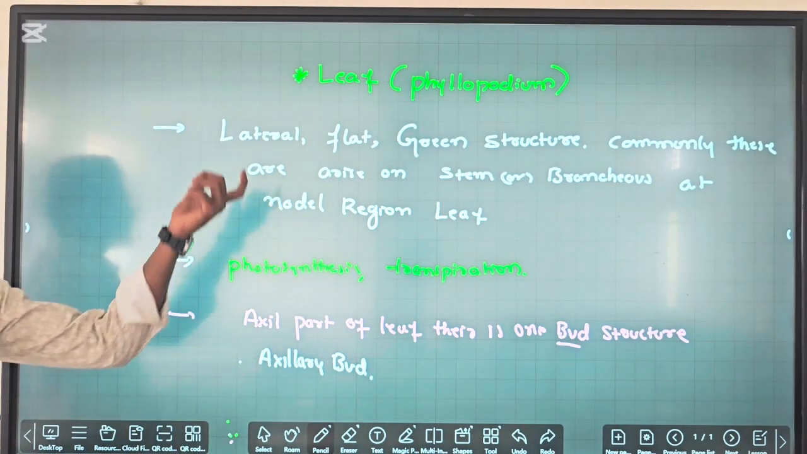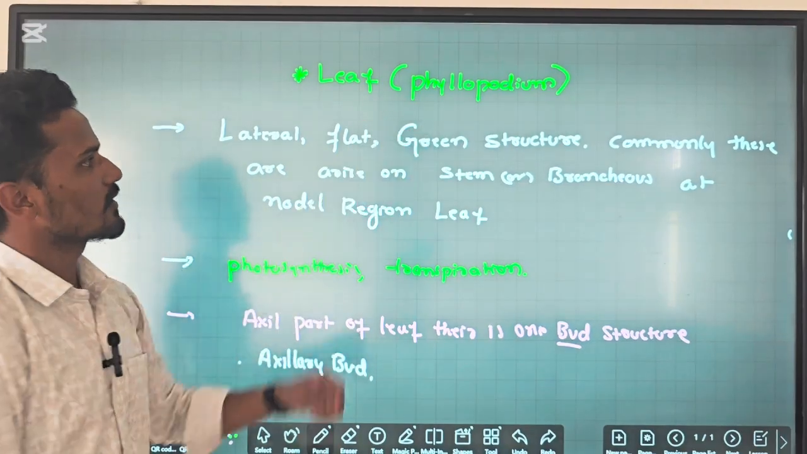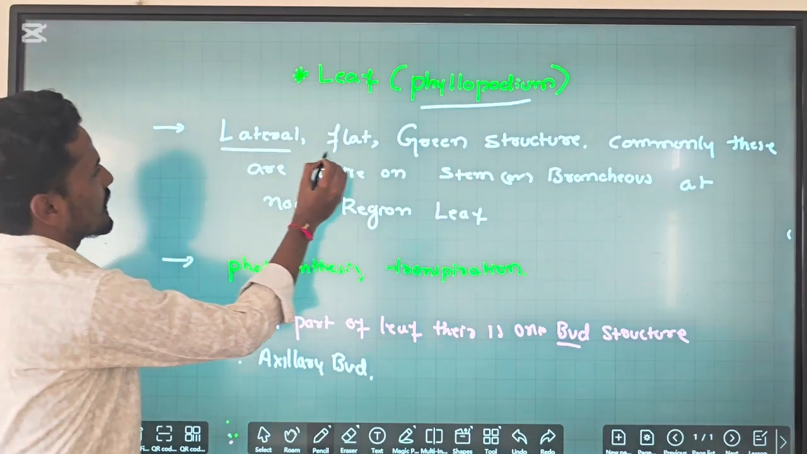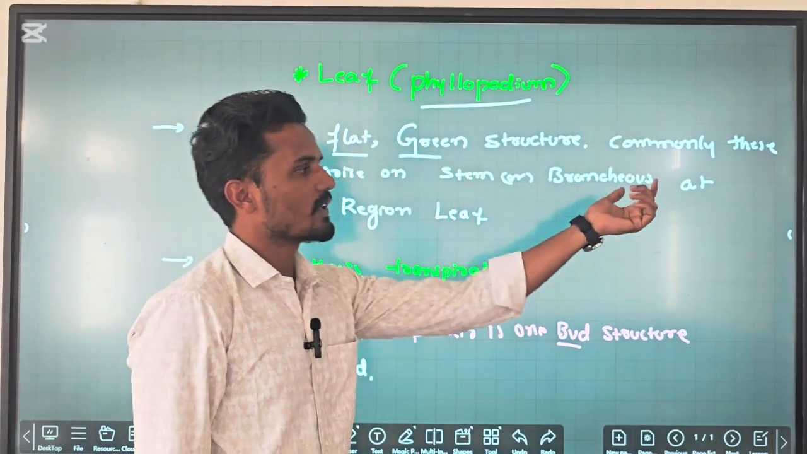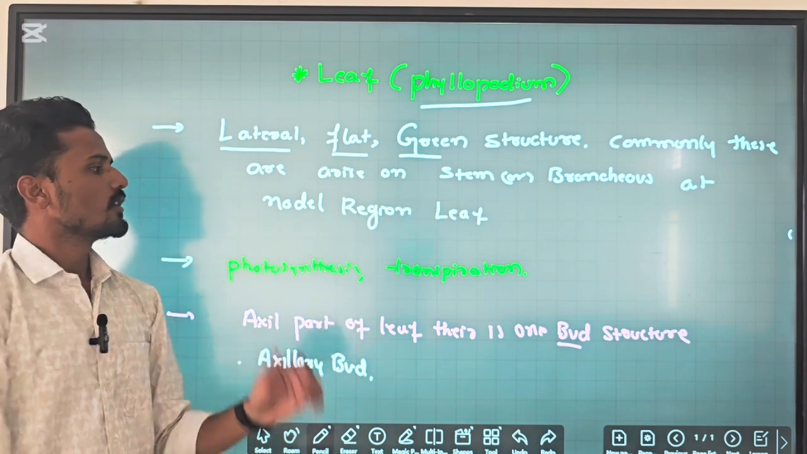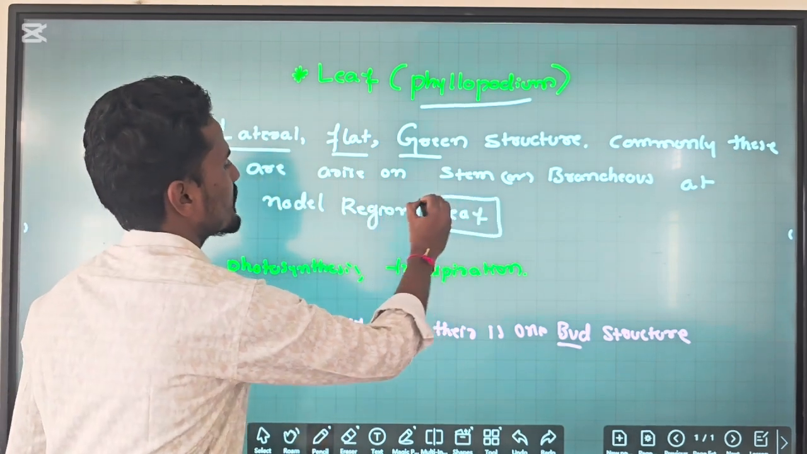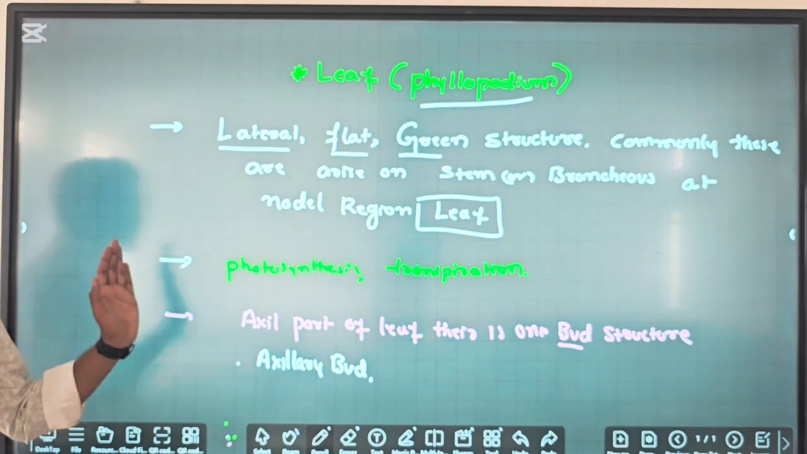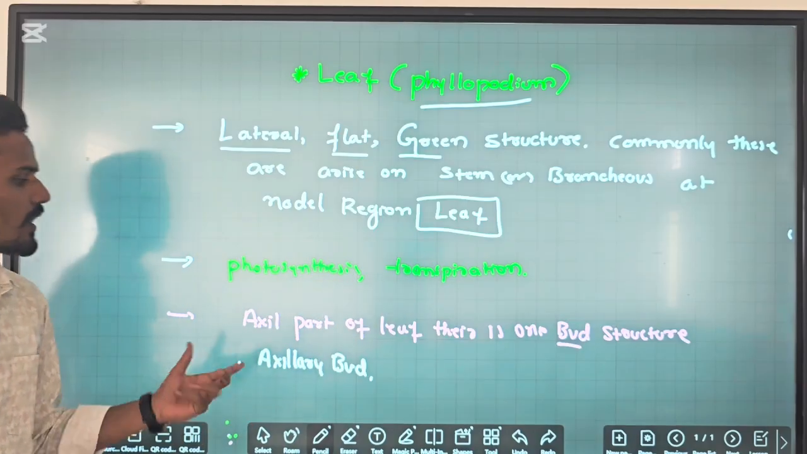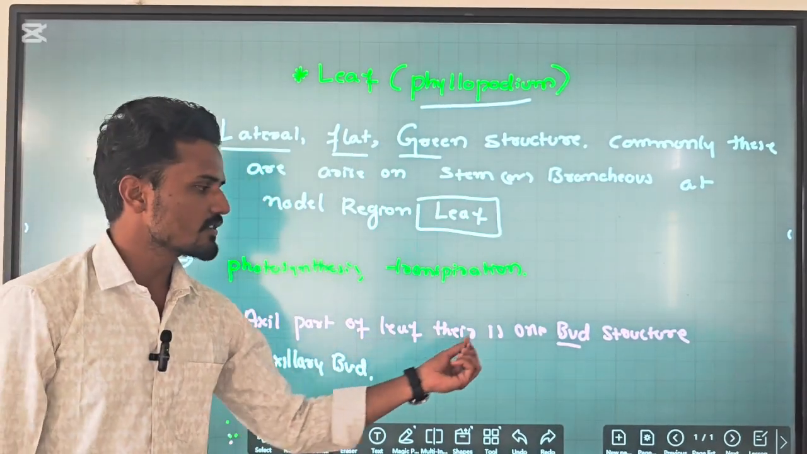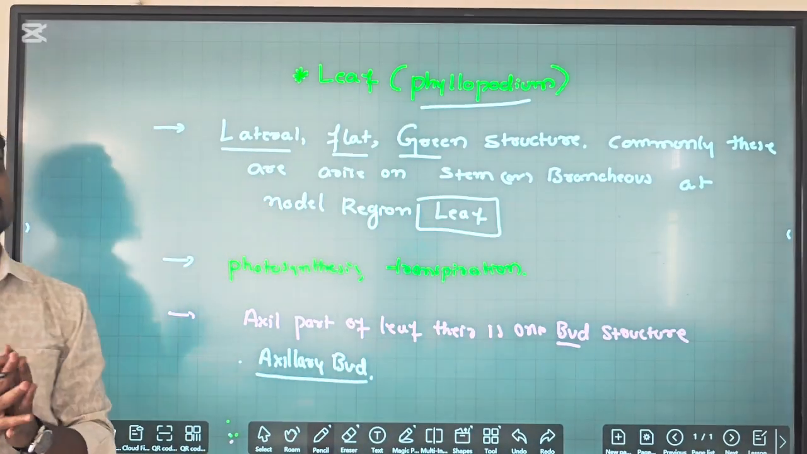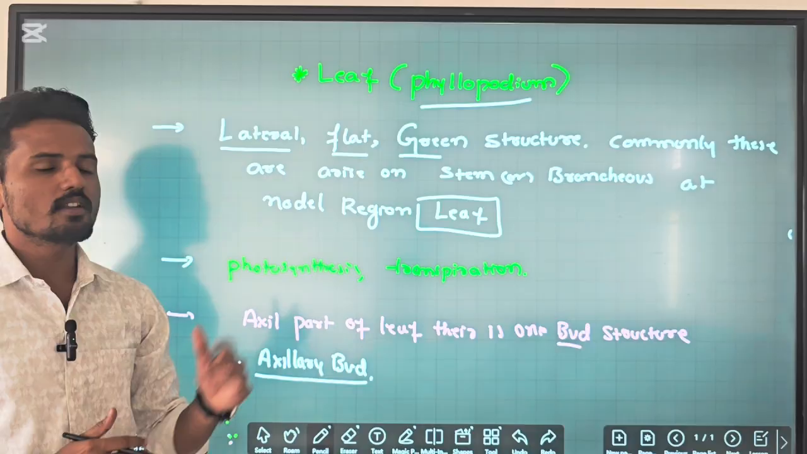So leaf is a very important part in botany. That one is called a phylopodium. A simple definition for leaf is a lateral, flat, green structure. Commonly these arise on a stem or branch at a nodal region of stem and branch. That is called a leaf. The chief functions of leaf are photosynthesis and transpiration. At the axil of a leaf, there is one bud-like structure called an axillary bud. When we see a leaf superficially, we see these common things.